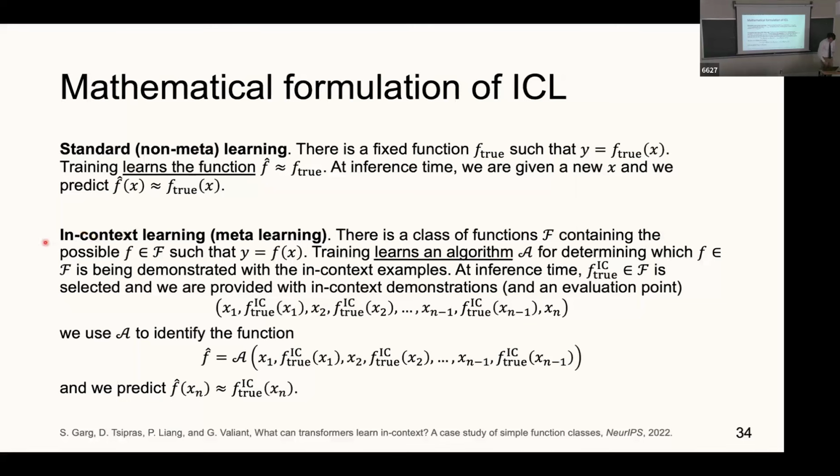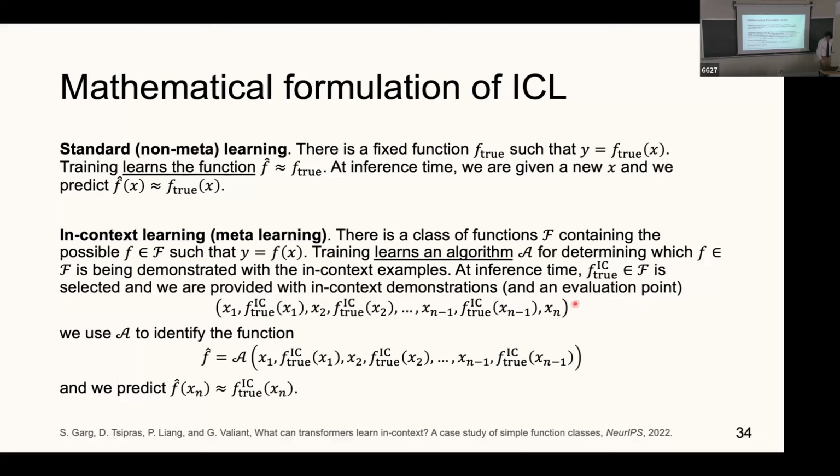But in-context learning is a little bit different. In in-context learning, there are many different functions that can be demonstrated, and there are many different functions that are shown in the training data. And the goal of learning is to learn an algorithm. The goal is to learn not the function, but an algorithm that can be used to determine which function f is being demonstrated. We want to learn an algorithm to be able to identify the support of the sparse parity function.